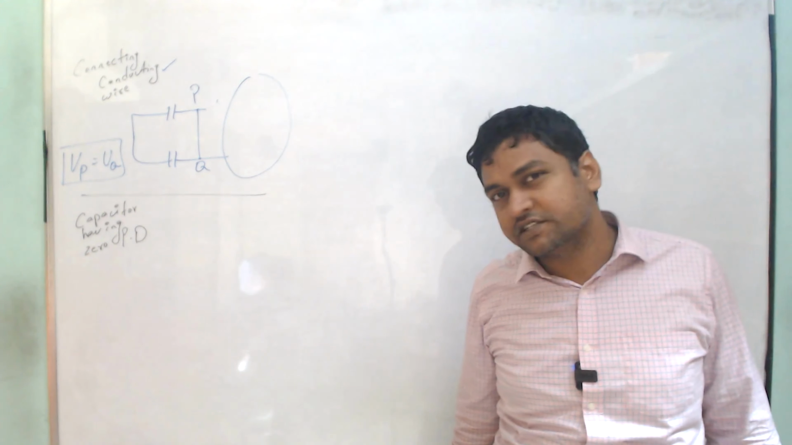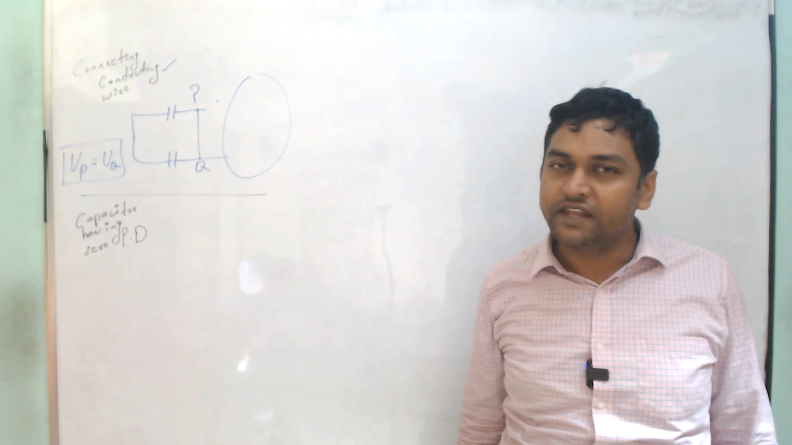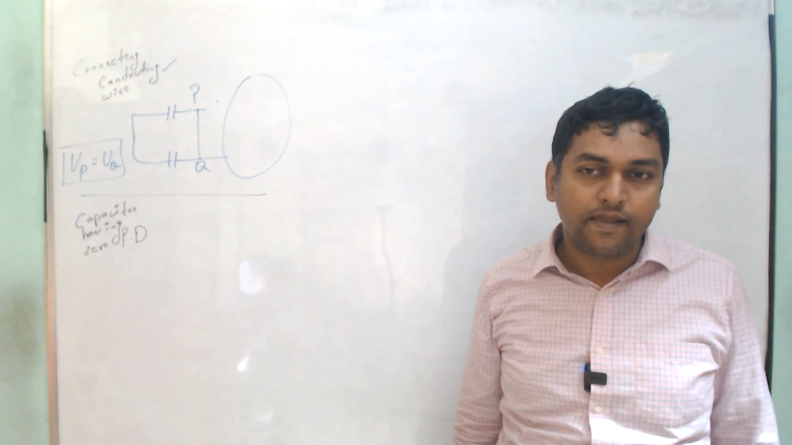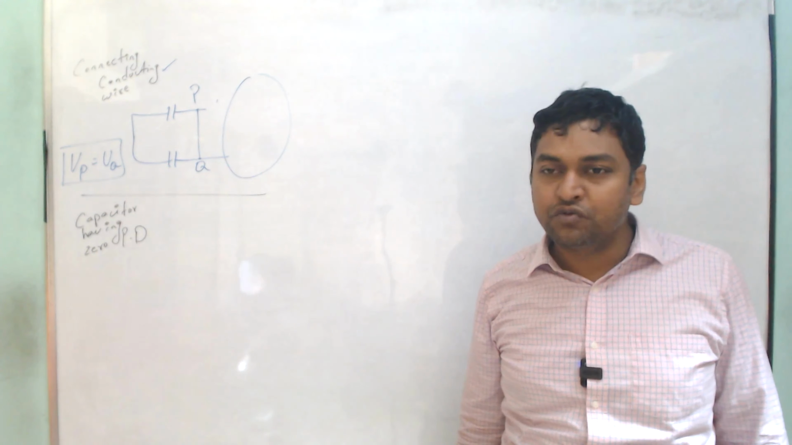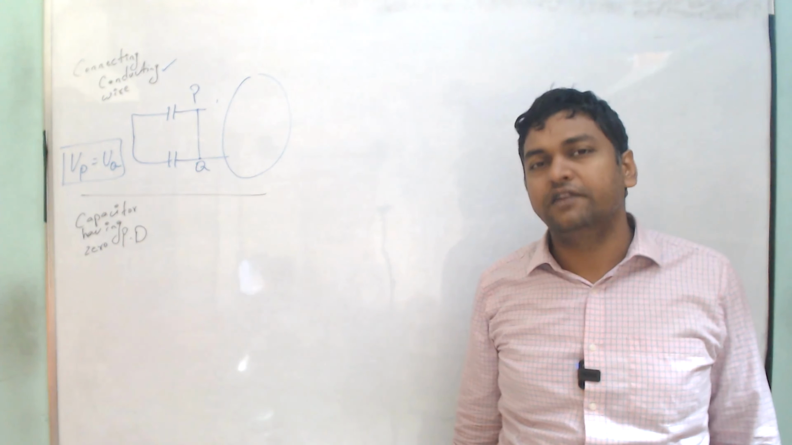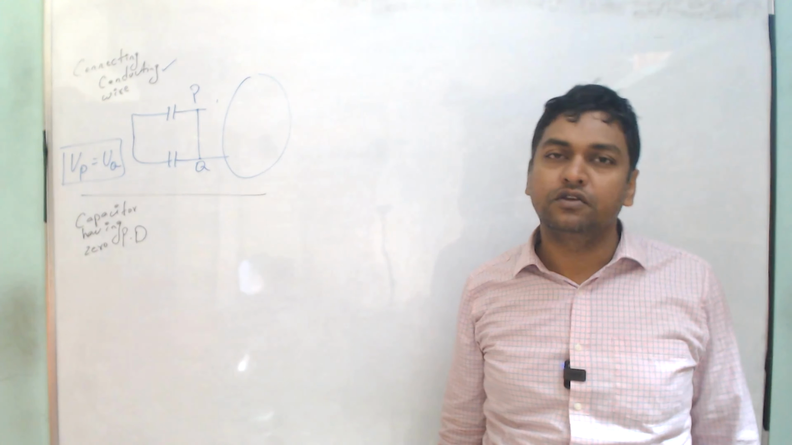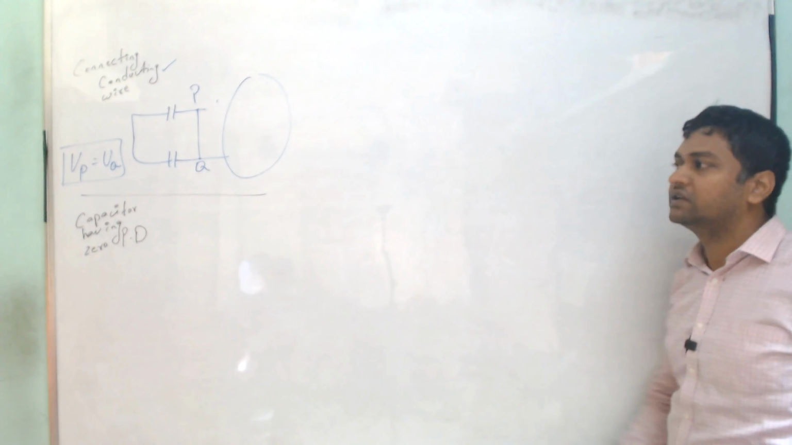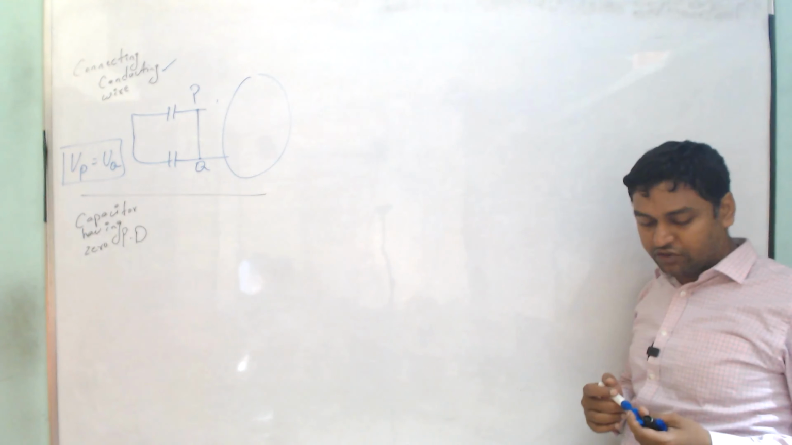Let the capacitance be different, or any story that you want. I have 2 points P and Q on a circuit, and if I connect points P and Q, the potential at P and the potential at Q will be same.